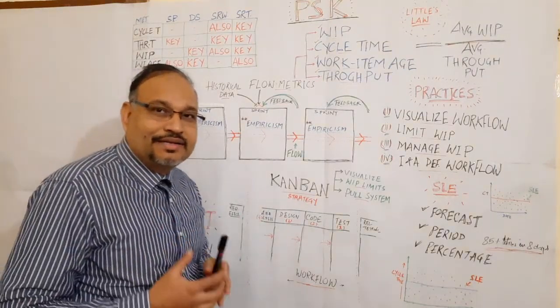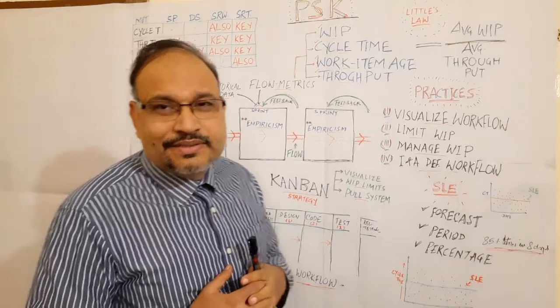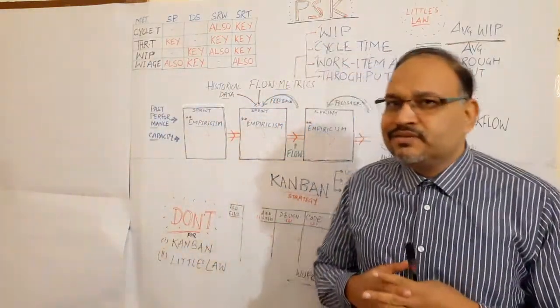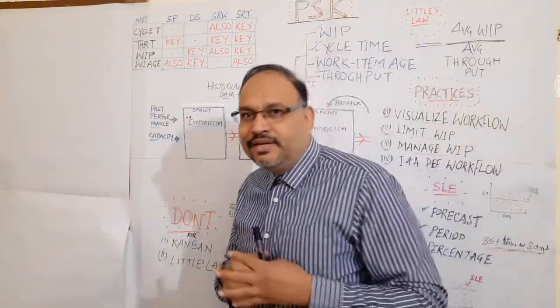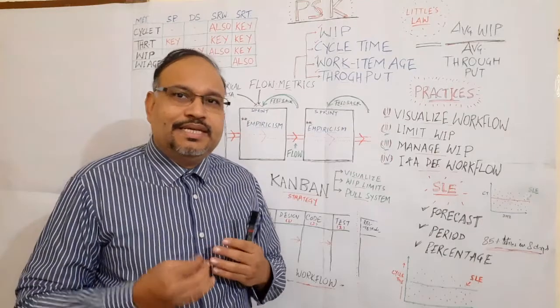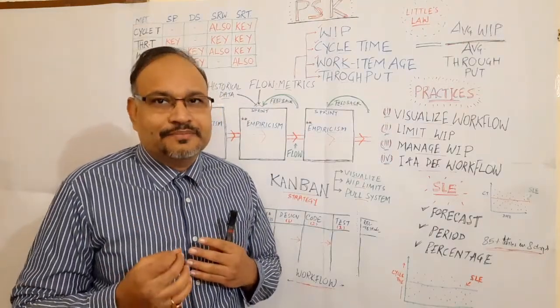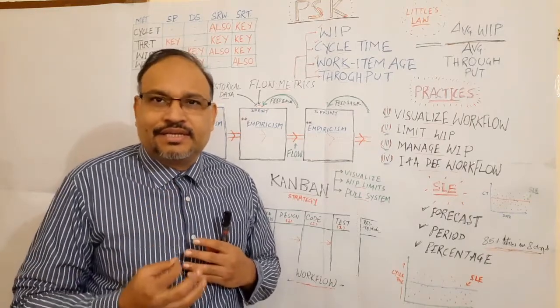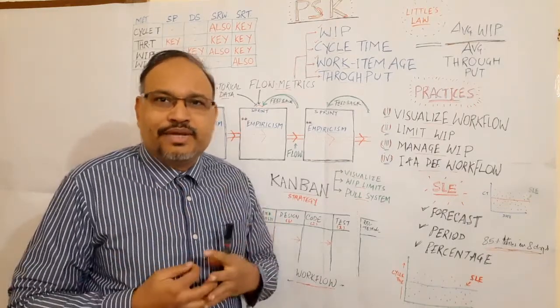Empiricism says that knowledge comes from experience and that any kind of decision making can be made based on fact-based or empirical data. Empiricism has three pillars: transparency, inspection, and adaptation. If these three pillars get strengthened, automatically Scrum would get enhanced too.